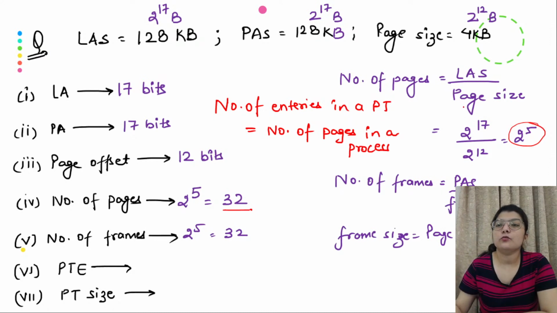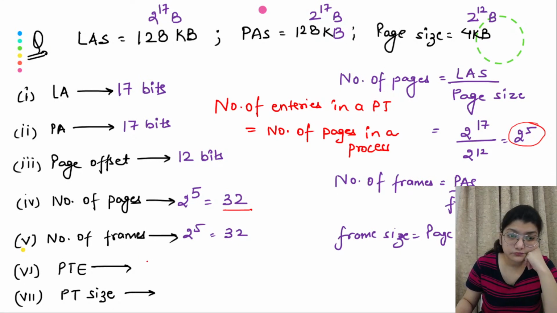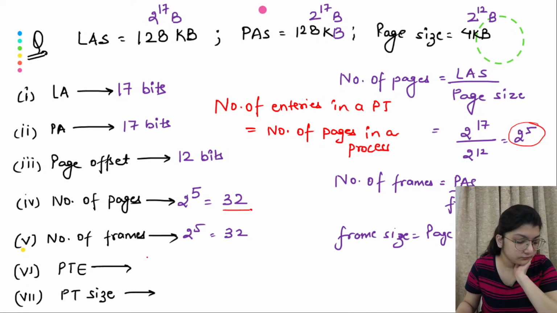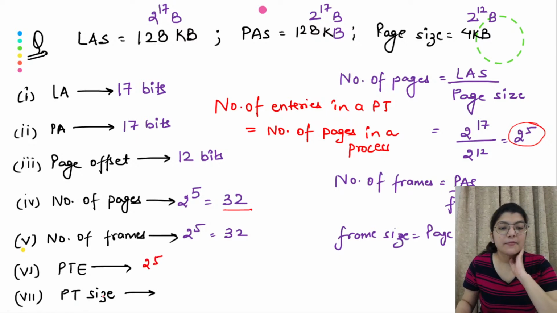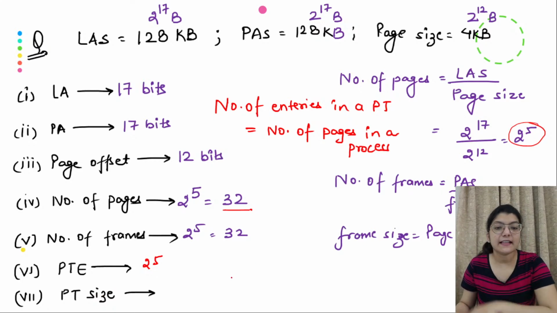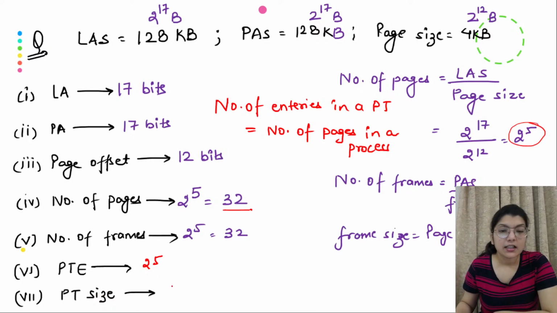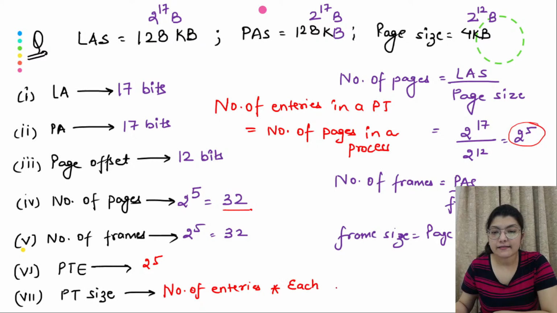You can find it as 2 raised to L minus P, right? So that will be 32. Okay, then पेज टेबल साइज कैसे निकालते हैं? What is the formula for page table size? So formula for page table size is number of entries multiplied by each entry size.